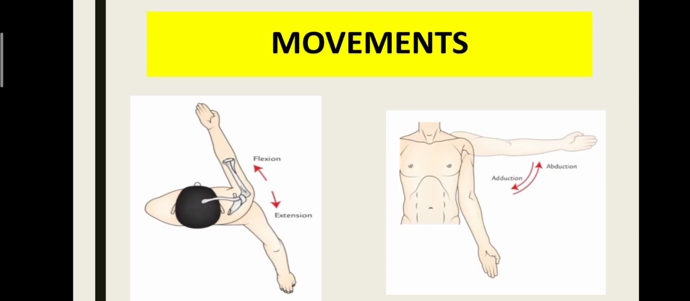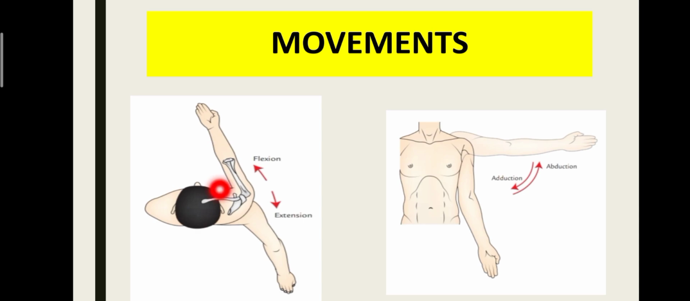Next, we look at the movements. See, the shoulder joint is the most mobile joint, and it is least stable also. Because it is least stable, it is more prone to injury or dislocations. I already told you, since it is a ball and socket type of synovial joint, all types of movements are possible in a shoulder joint.